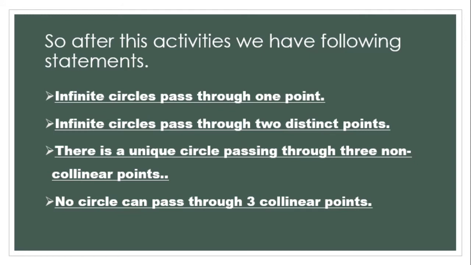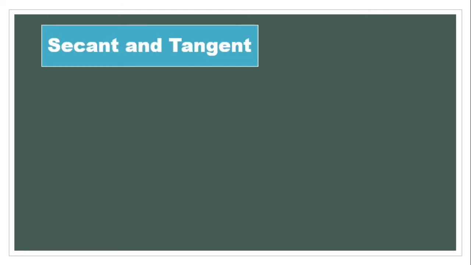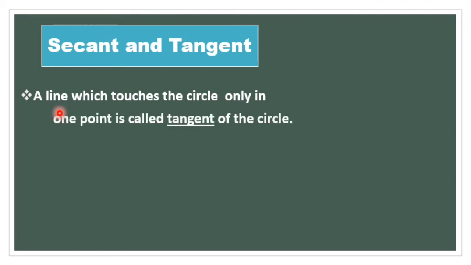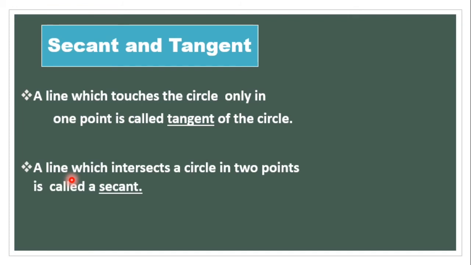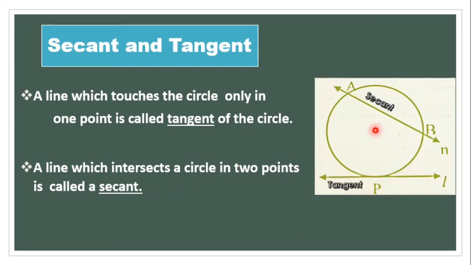Okay, so now we will see the next topic, that is secant and tangent. First of all, let us see the definitions. So here is the first definition, of tangent. A line which touches the circle in only one point is called a tangent of the circle. And what is a secant? A line which intersects a circle in 2 points is called a secant. Okay, so these are easy definitions, and here are the figures for reference.